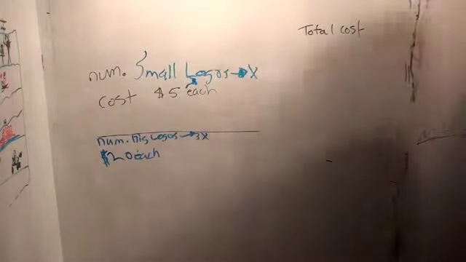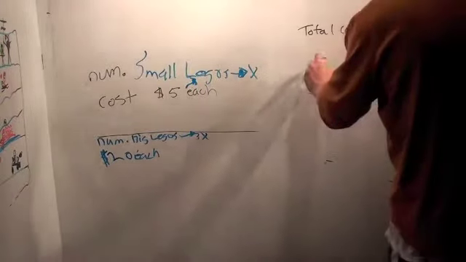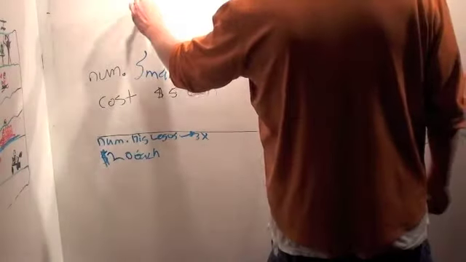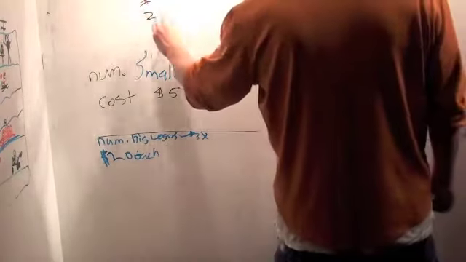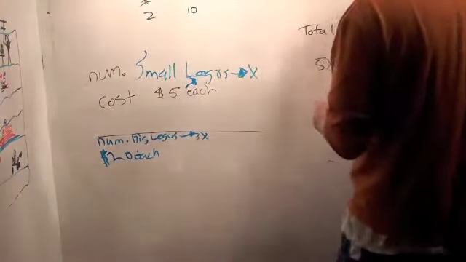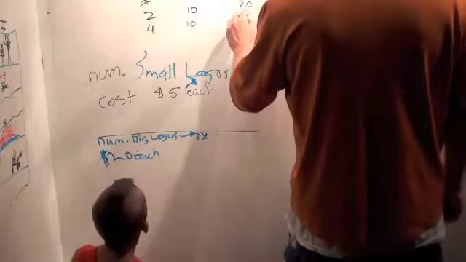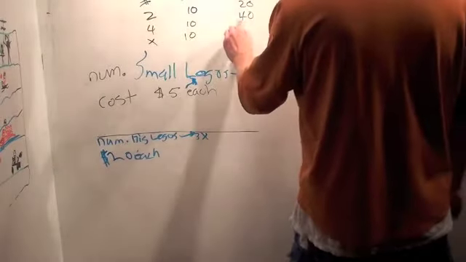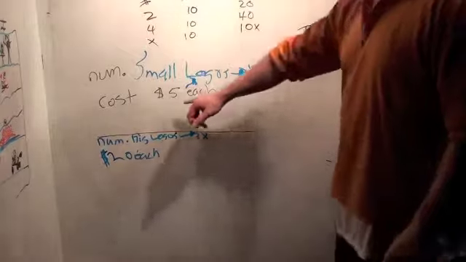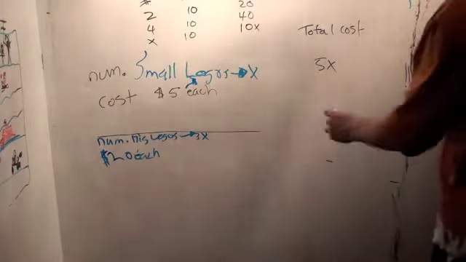What's the total cost of the small Legos? 5X. How did you figure that out? They cost 5 and you bought X of them. Just like if you bought number, cost, total. If you bought 2 things that cost $10 each, how much would you spend? 20. If you bought 4 things that cost $10 each? 40. And if you bought X things that cost $10 each? You'd spend 10X. So here we bought X things that cost $5 each, so our total cost was 5X.